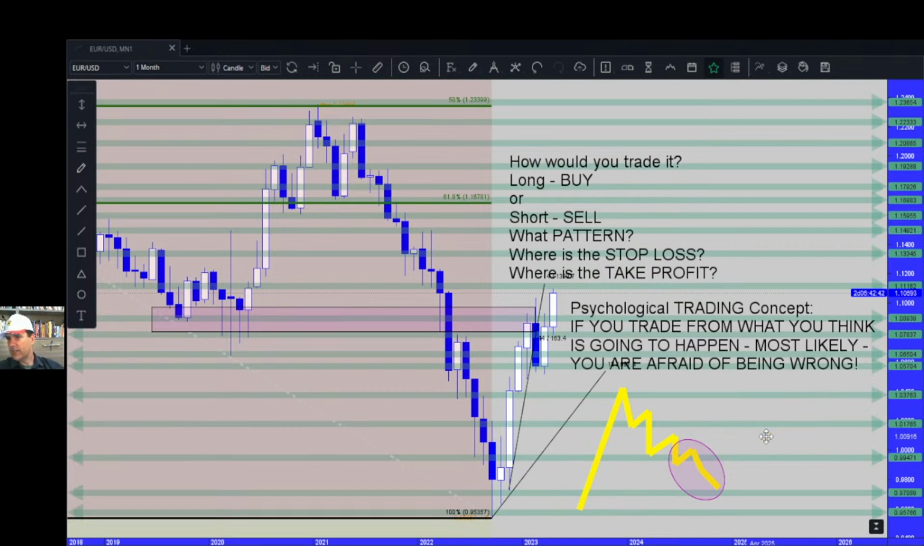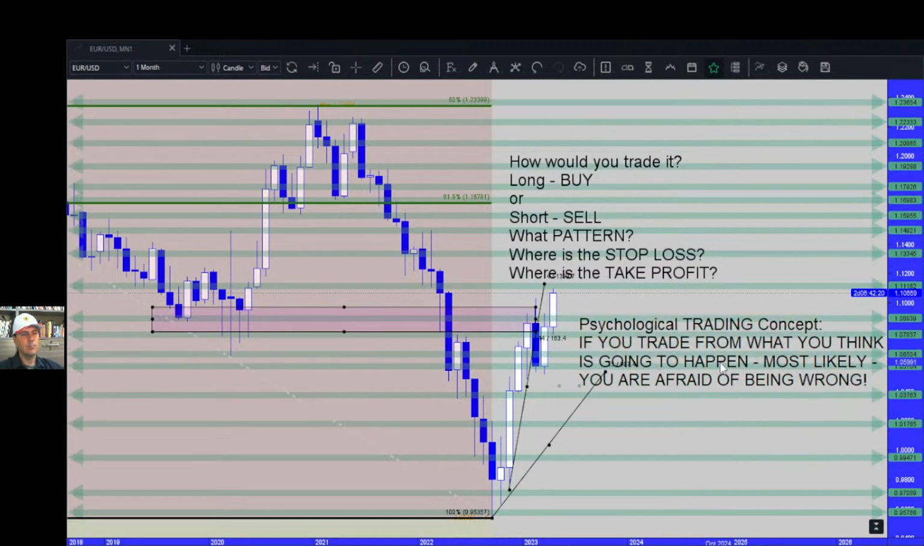So hedge fund trader Ernesto, hedge fund trader Clara, hedge fund trader Amir, hedge fund trader Julius, long or short on euro dollar monthly chart right now? Type in the chat, I would buy. Type in the chat, I would sell. What pattern? Where is the stop loss? Where is the take profit? Boss, right now.